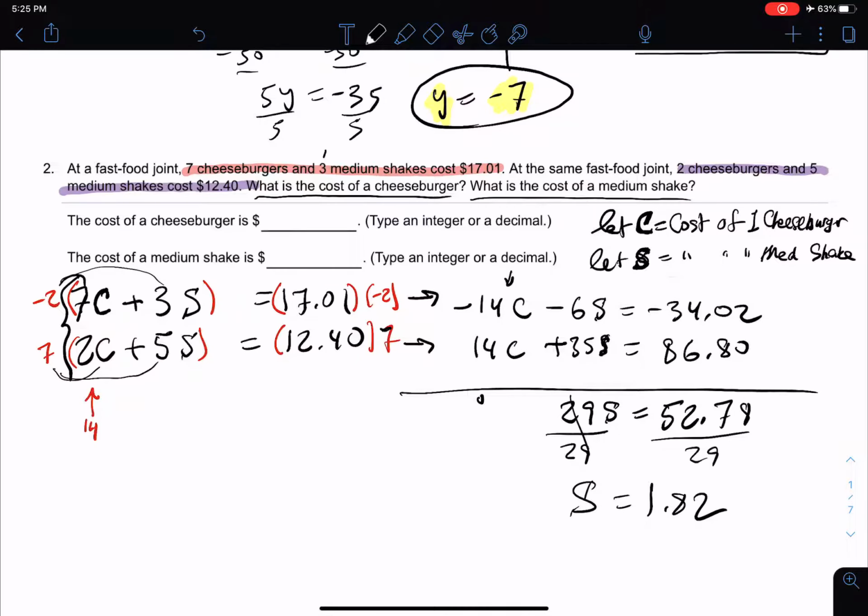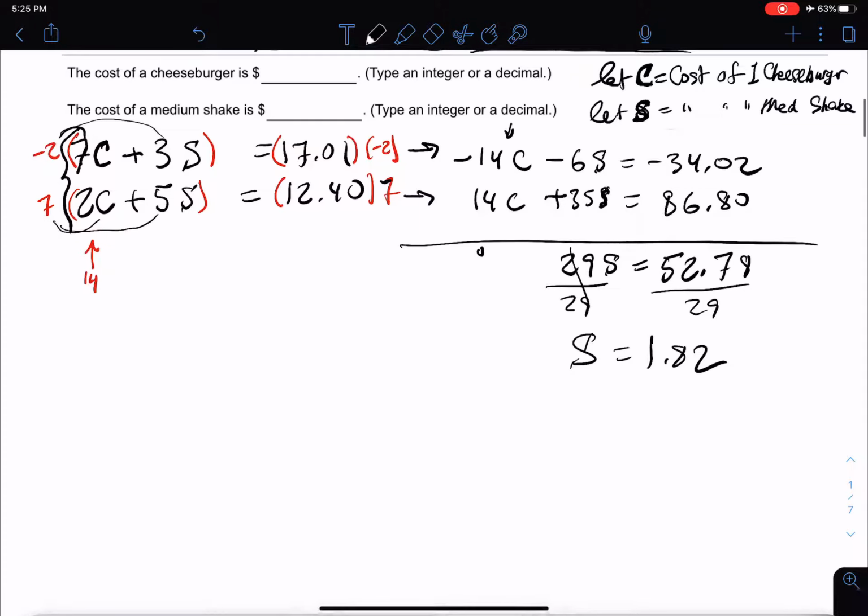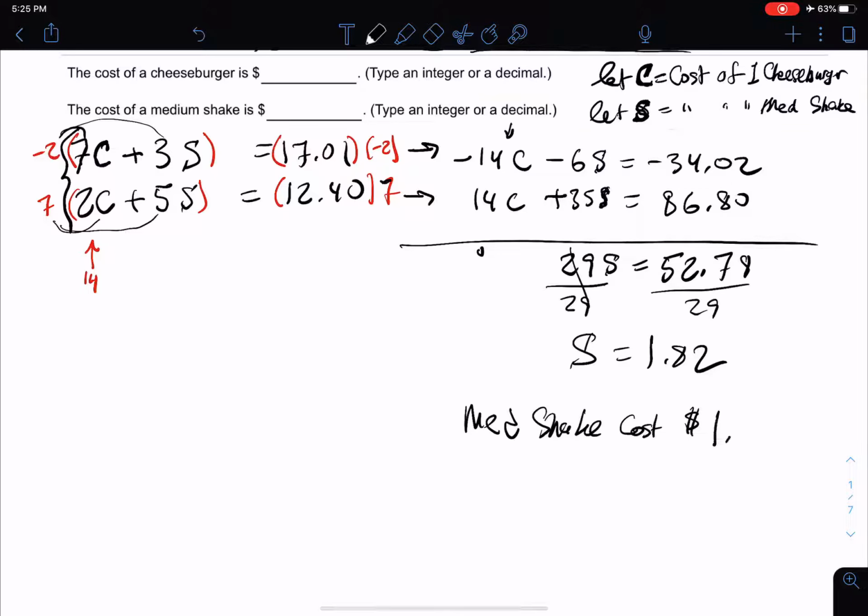So we just found out, have more space? Good. We just found out that the cost of a medium shake cost $1.82.